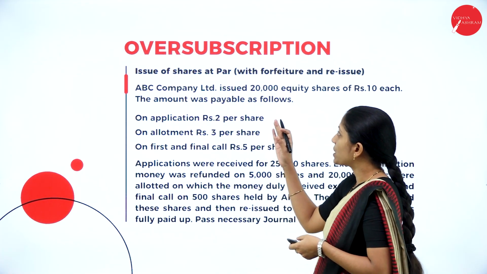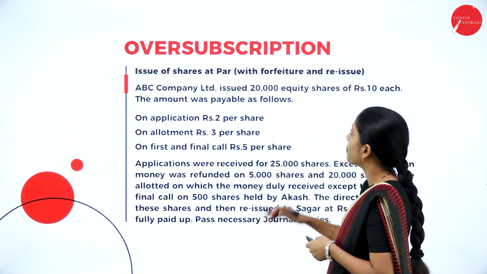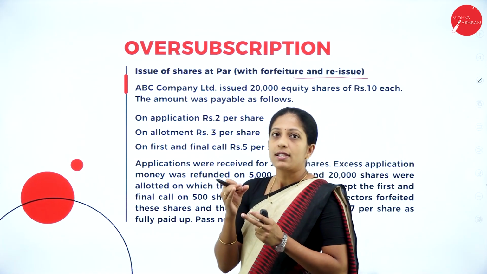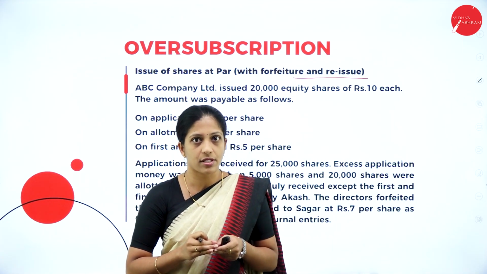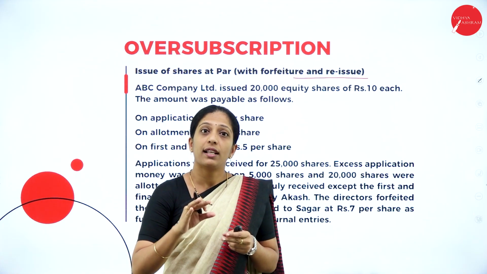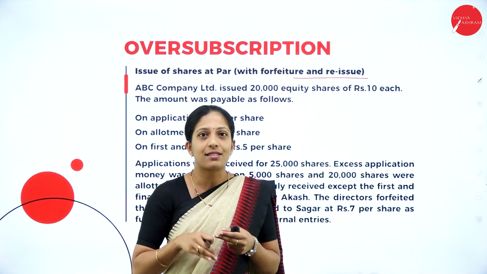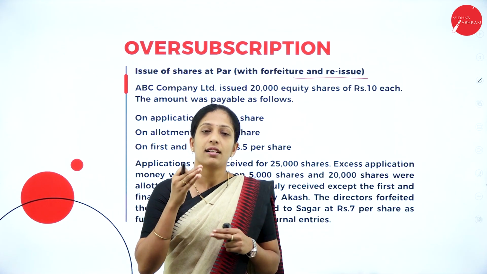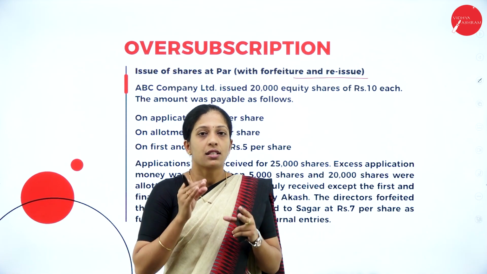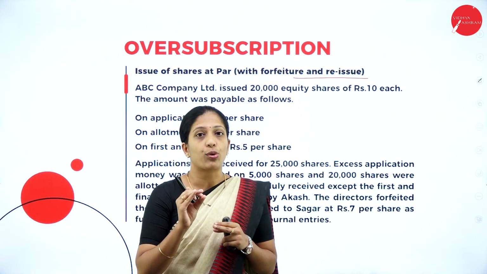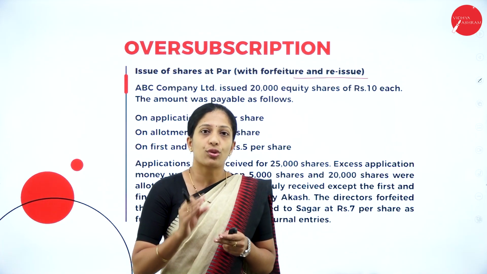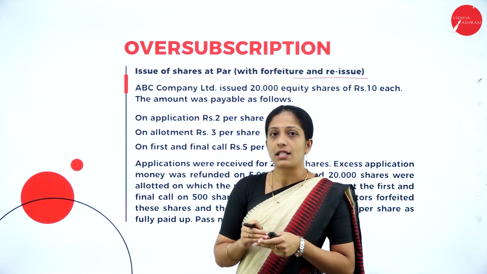Now, what do I mean by oversubscription? Here, the shares are issued at par with forfeiture and reissue. Suppose the company wants only 10,000 shares. Do you think only 10,000 shareholders will apply for that particular share? No, there may be excess or there may be less than that also. If there is excess applied for, what is that known as? Oversubscription. Suppose they want 10,000 shares and the shareholders have applied for 15,000 shares, that is known as oversubscription. So today I am going to solve a problem on oversubscription.